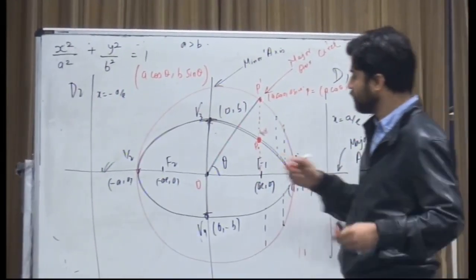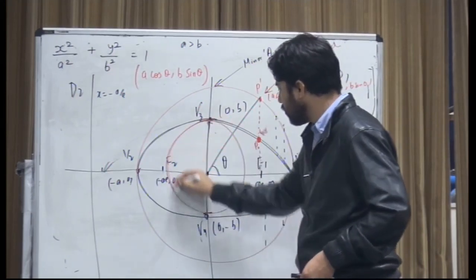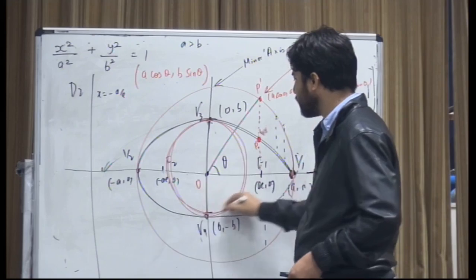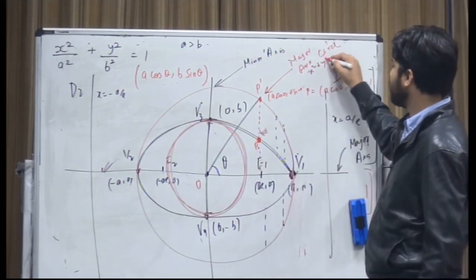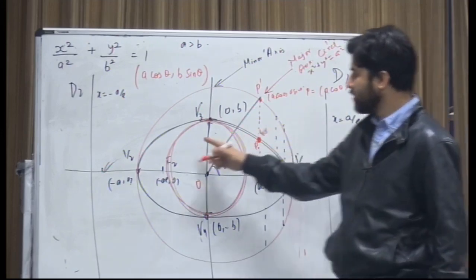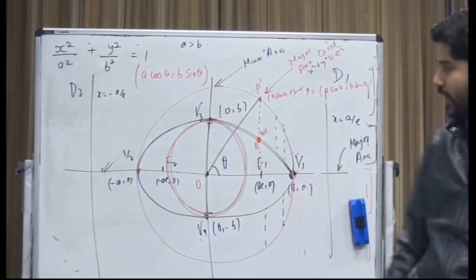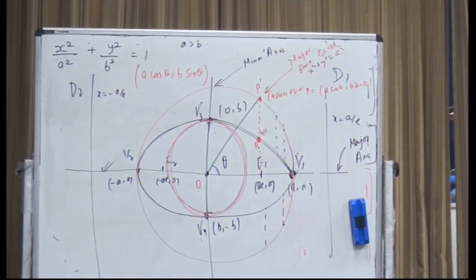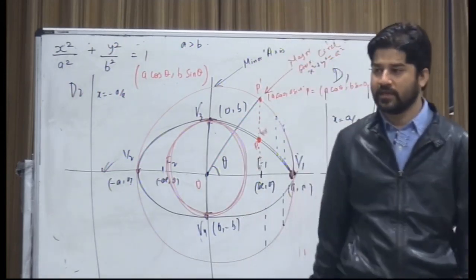नाउ वन मोर सर्कल कैन बी ड्रॉन, दैट इज ए का क्या होगा इक्वेशन? Major auxiliary circle is x square plus y square is equal to a square. Now what is the equation of this smaller circle? B square. And what is this circle called? Minor auxiliary circle. So you call it minor auxiliary circle.